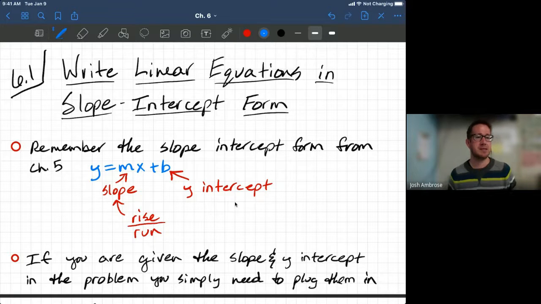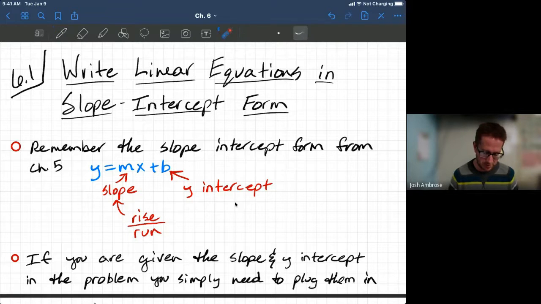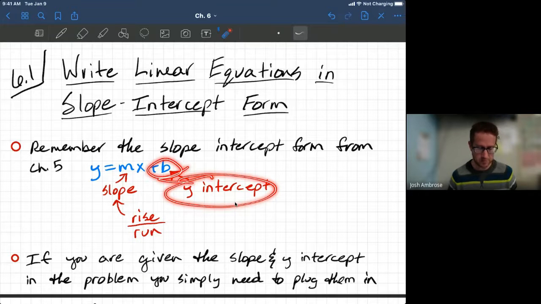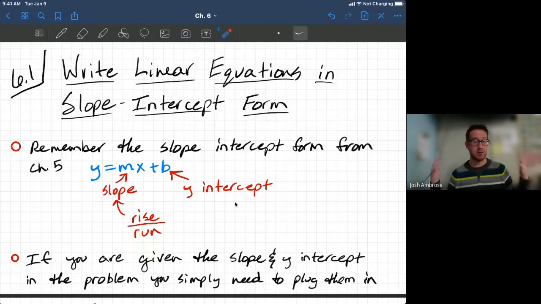Here we go. Section 1, little review there. Y equals mx plus b. You guys know that that's the slope-intercept form. Just in case, there's the little stuff to make sure you guys get it right here. There's your equation. Slope goes with m. Rise over run goes with slope. Y-intercept, boom, right there with b. Okay, so a little review.